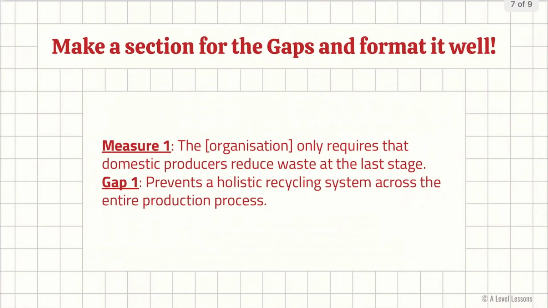Alright, you can also make a section for the gaps and format it well. Right, format it well basically means ensure that it's clear, right? It's clear on what it is saying. For example, your measure 1 could be, let's say this organization only requires that domestic producers reduce their waste at the last stage. So the gap in this could be that it prevents a holistic recycling system across the entire production process.